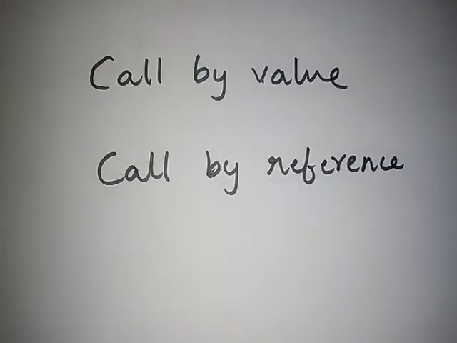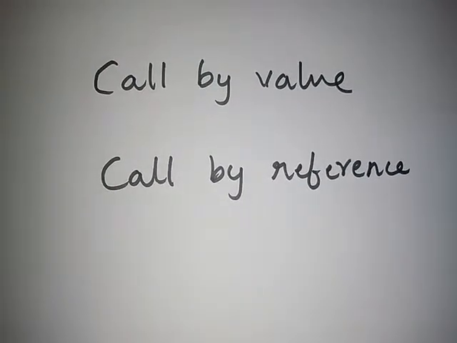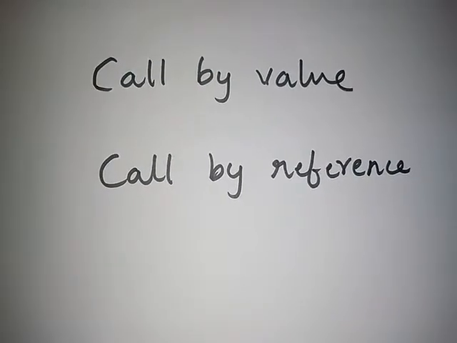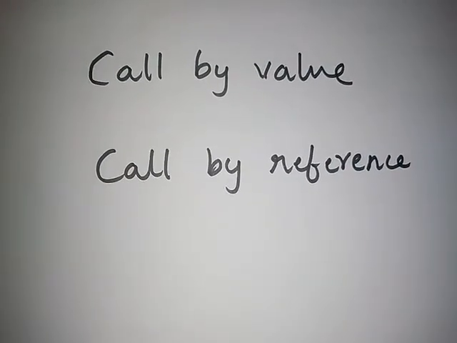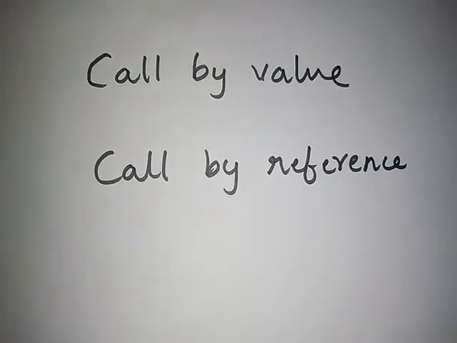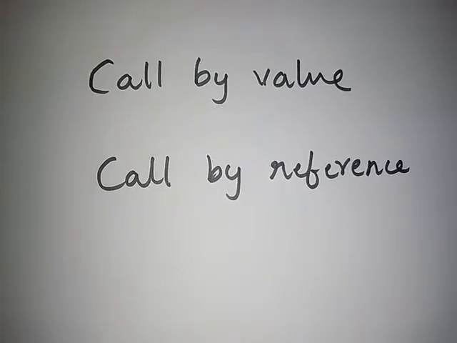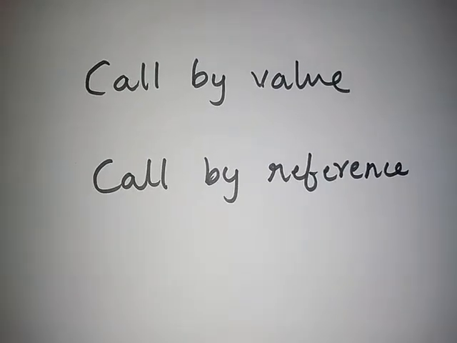There are two methods by which you can pass a value in functions. Before you know about them, you need to know what actual and formal parameters are. Formal parameters are the ones used in the function arguments, and actual parameters are the ones used in the function call, that is in the main.